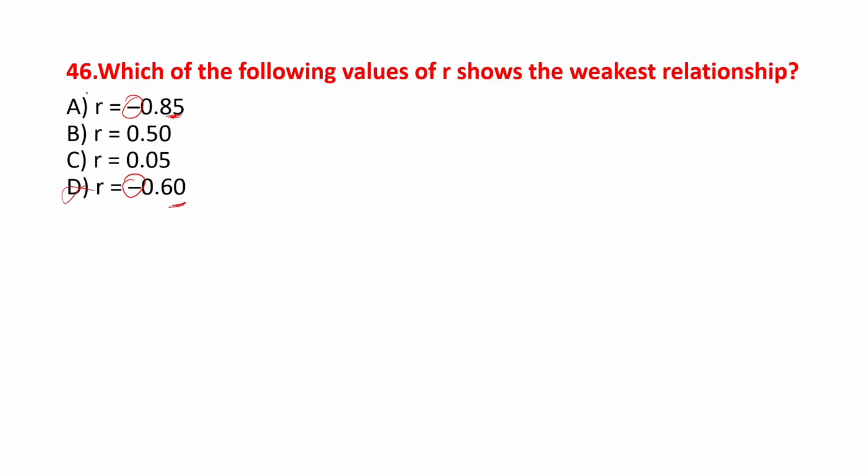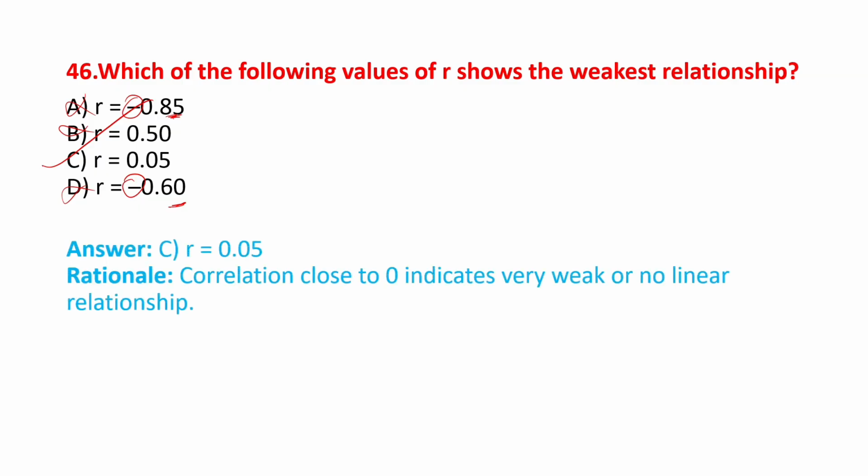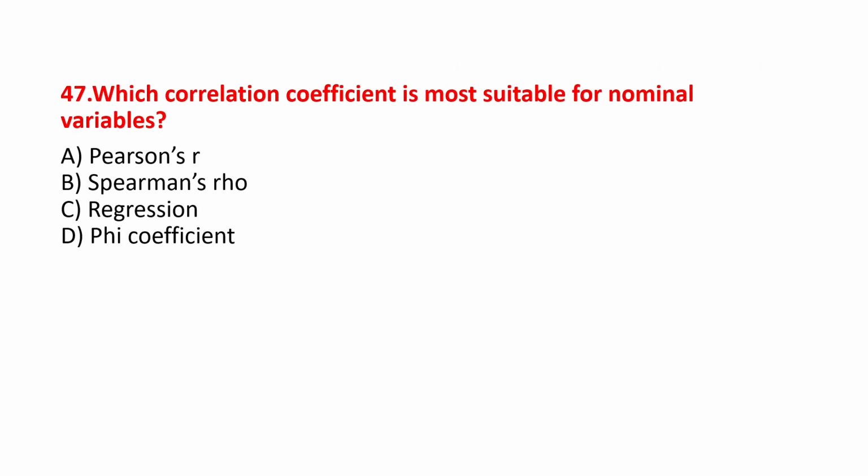Next one, weakest means 85% and 60, these both are cancelled. Next one, weakest is 50, no. What is the 0.05 meant? 5%. So among these, this is the correct answer, C.